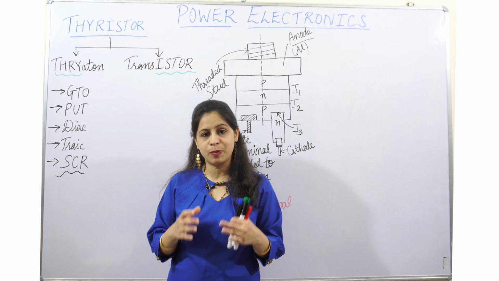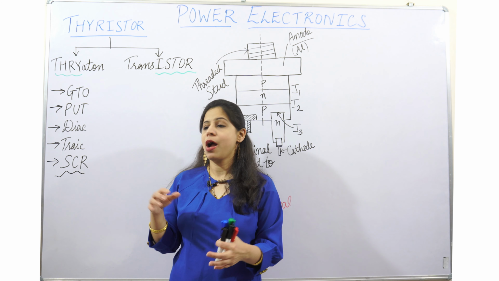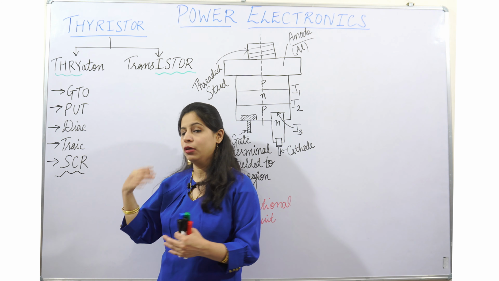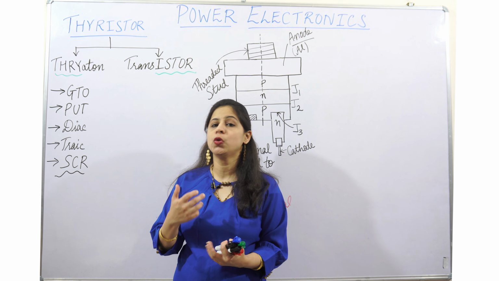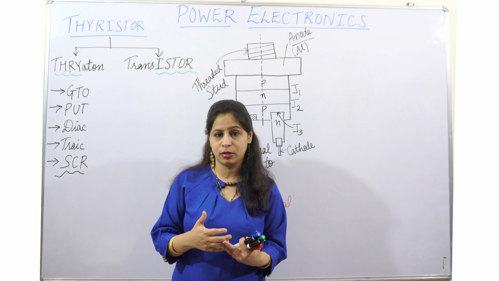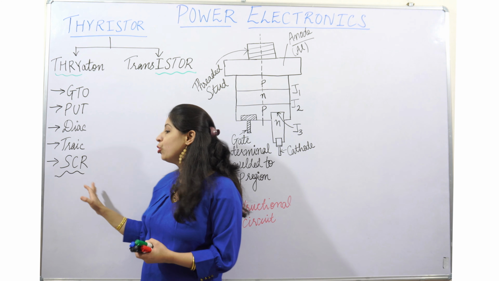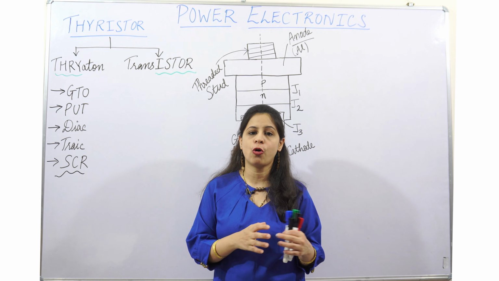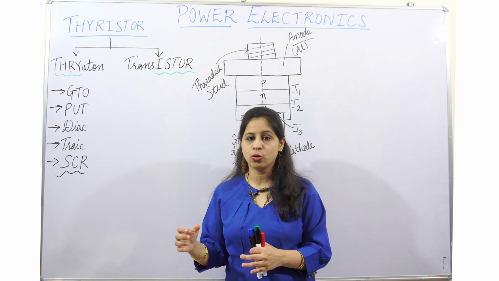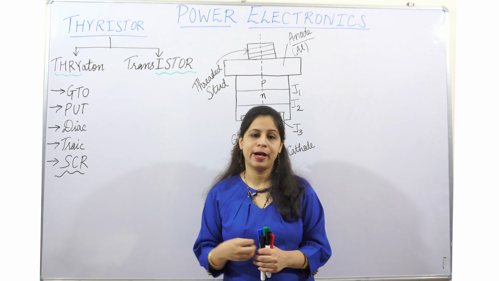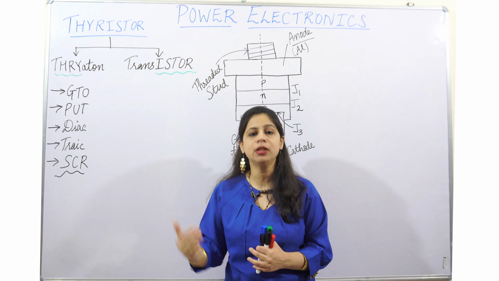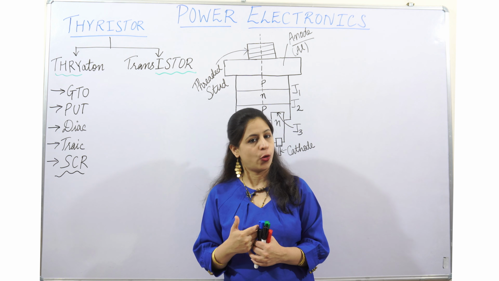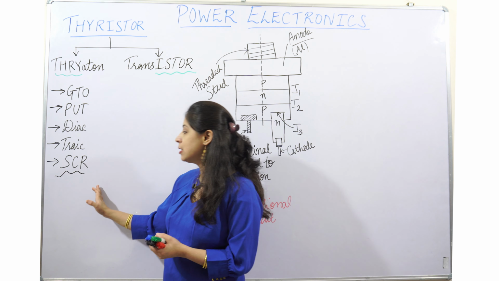So it is made up of silicon, and it has controlled conduction. It is a unidirectional semiconductor device, and it can also restrict the conduction from anode to cathode until some particular firing angle. So if we give some particular firing angle, we can start the conduction from there. Okay, so this is the SCR.